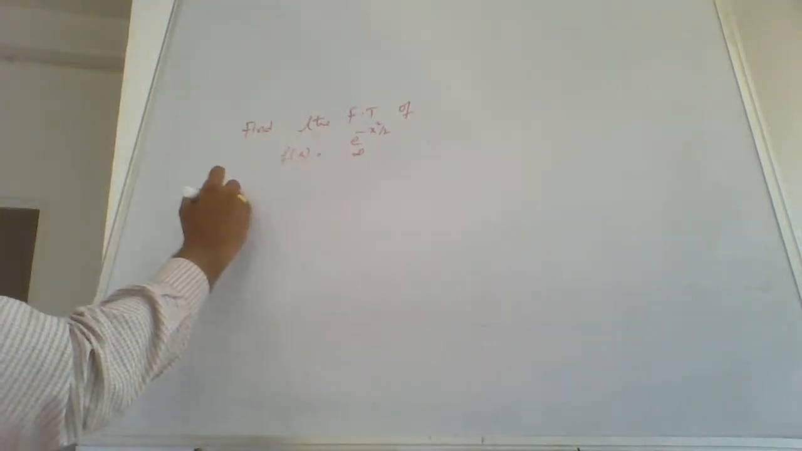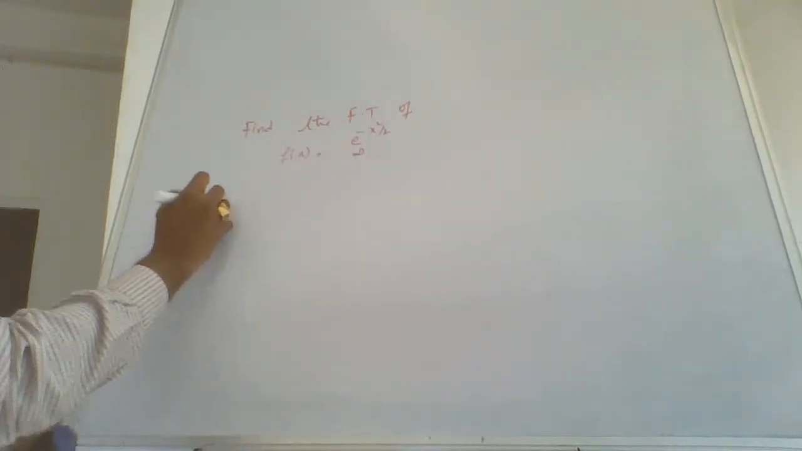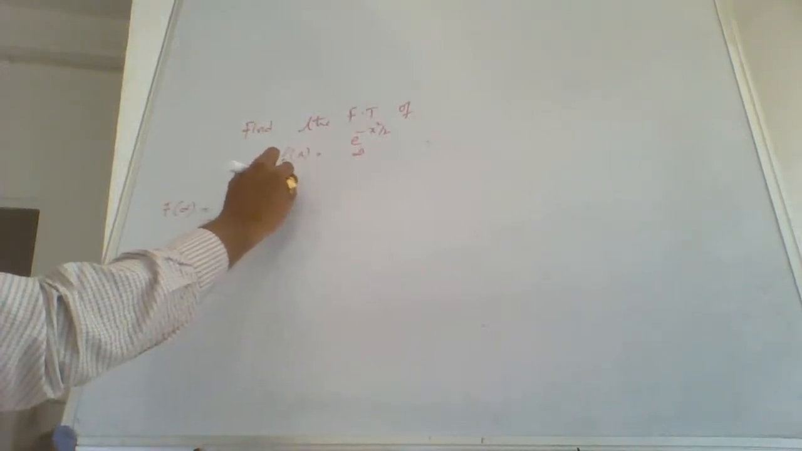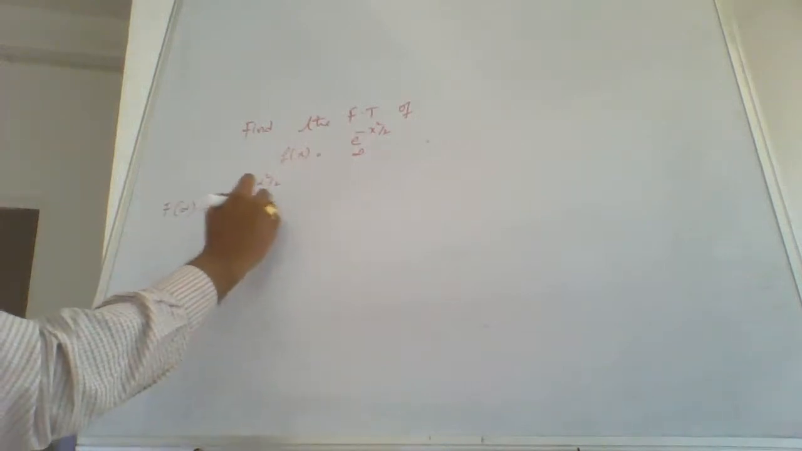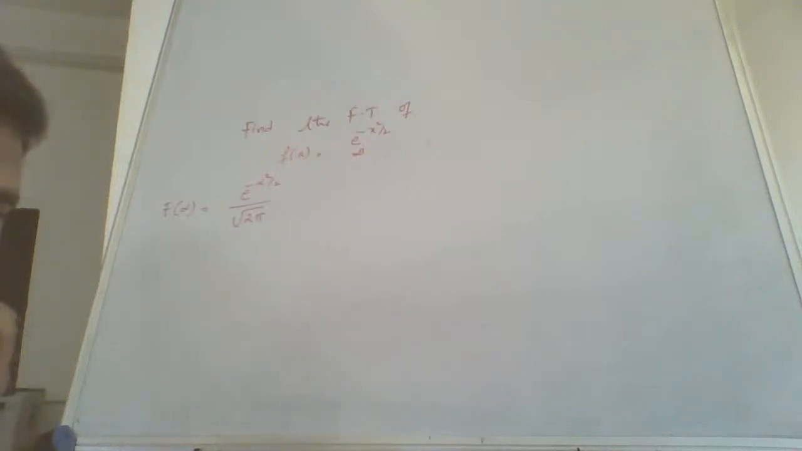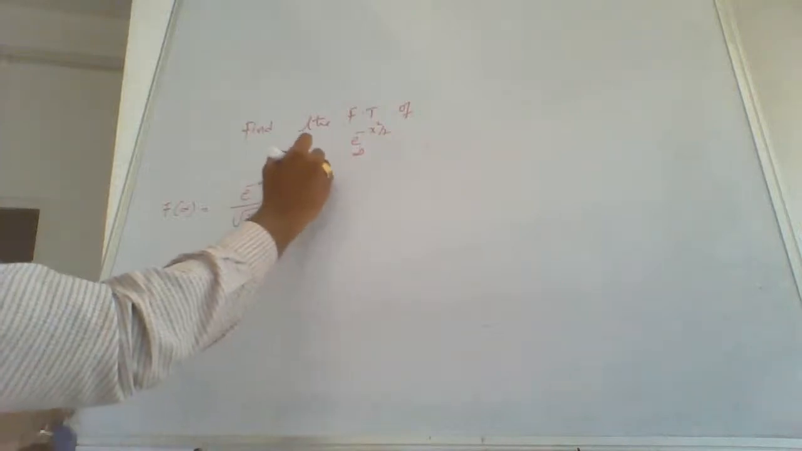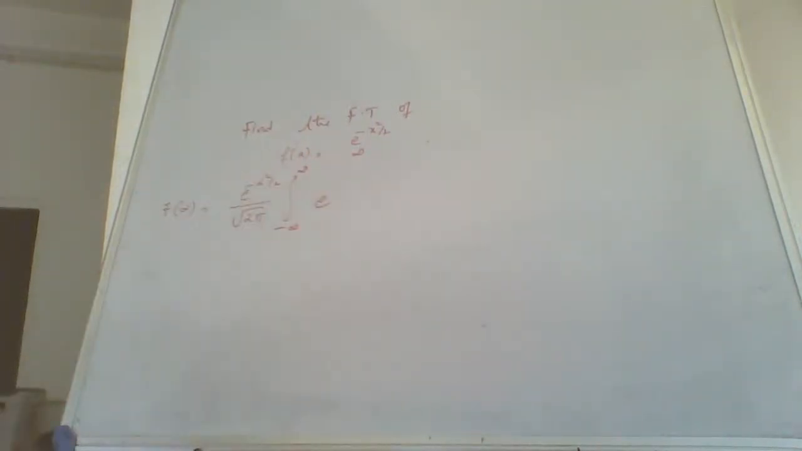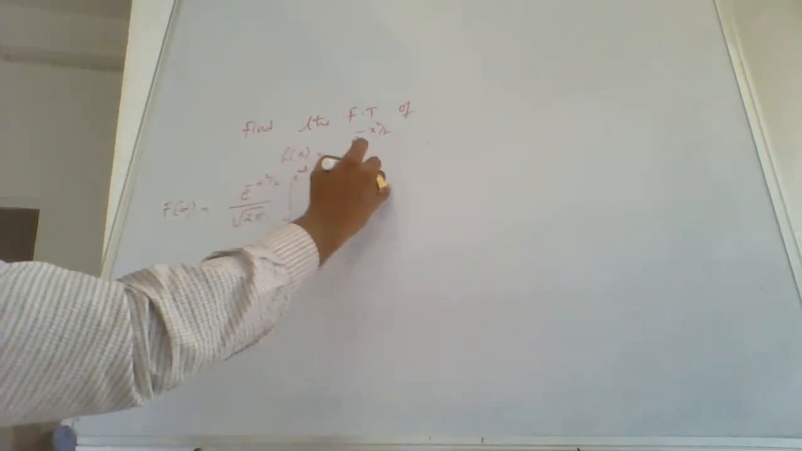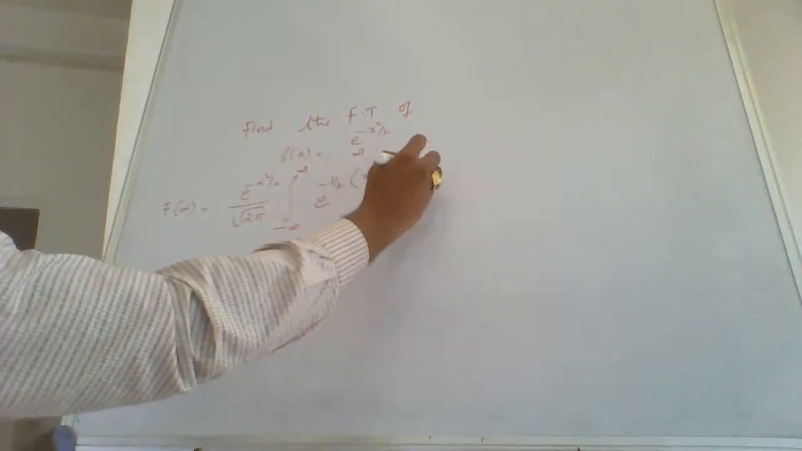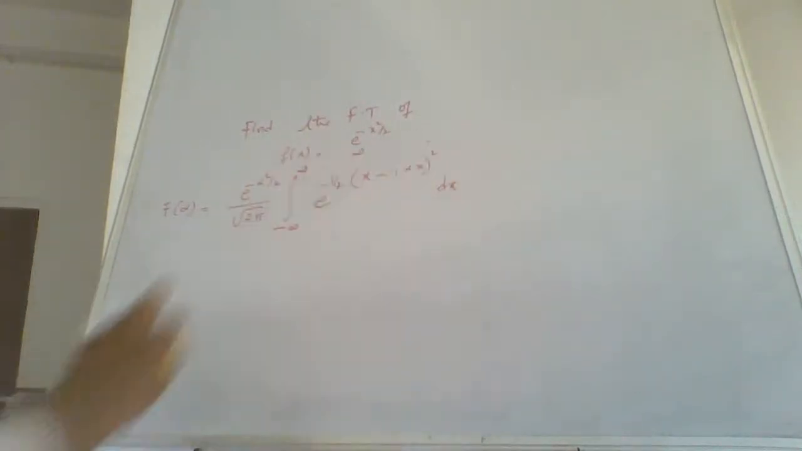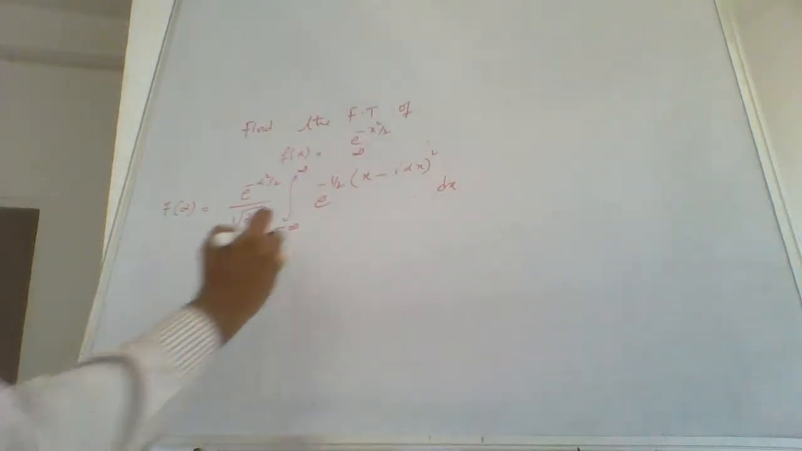Let me try to simplify that. Let me try to simplify it now. So what do I get? So f of alpha, e to the power of minus alpha square by 2 divided by root 2 pi, is it visible? Yes. Integral minus infinity to infinity, e to the power of minus half into x minus i alpha whole square into dx. Okay, I get this.